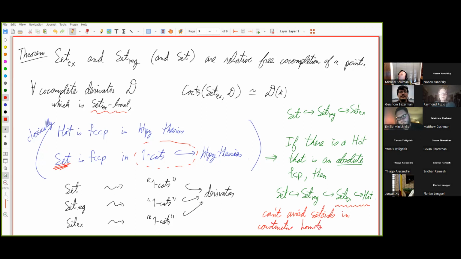If the notion of homotopy theory is such that it is going to be a free co-completion of a point in this world of derivators, which is at least a sensible thing to want, you could argue that maybe it's the wrong thing to want, but at least it's a sensible thing to want to try to get something which is analogous to what happens classically with the axiom of choice. Then in that case, you can't avoid the setoids, that they're sort of necessarily going to sit there inside your standard homotopy theory.